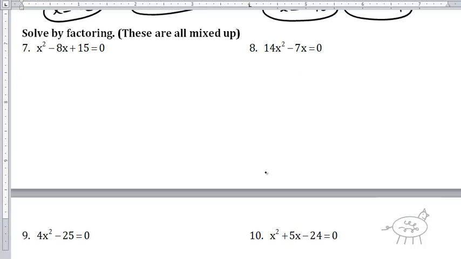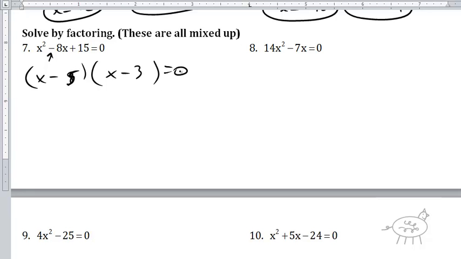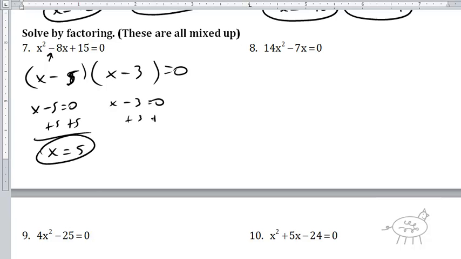So you just have to kind of know what to do. Well, I see 3 terms. I'm going to go with trinomial. So x and x, it's plus, but it's a minus here, so that means it's double negative, and 5 times 3 is 15, so 5 plus 3 is 8. So it's 5 and 3. Okay? So x minus 5 equals 0, x minus 3 equals 0, add 5, x equals 5, and add 3.